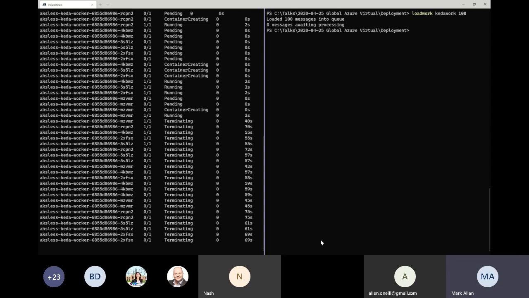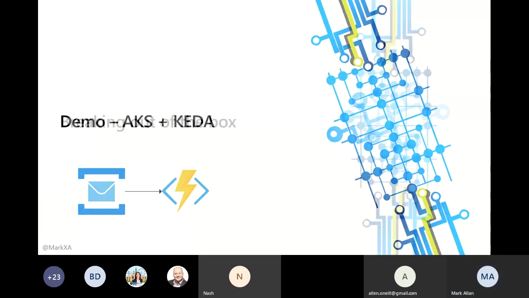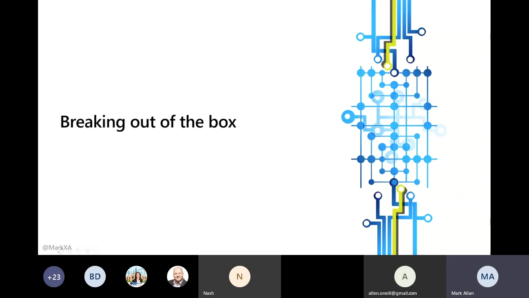Right, so we'll go back to the slides, and we'll go a little bit further now. The next thing we want to do is, that was still running an Azure function, so we're still tied to the Azure Functions runtime, the Azure Functions bindings and so on. What we can do now, though, is get out of the box a bit.